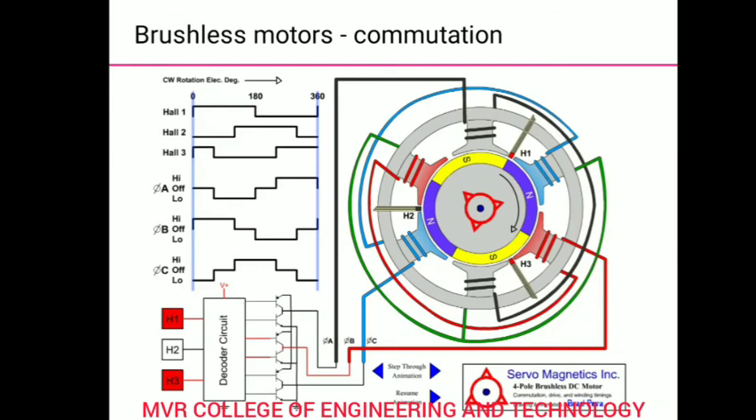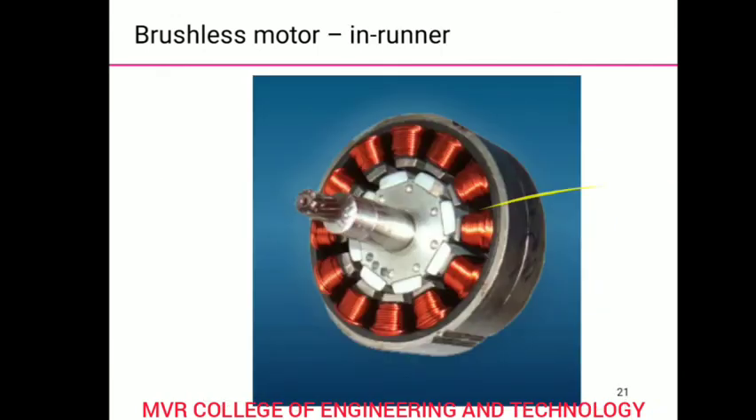So this is the commutation. Here you can see this clearly. A1 A2 is connected to one switch, and B1 B2 is connected to one switch. You can see the colors here: red, blue, and black, so R Y B. Like this your circuit is connected and you will get the output waveforms like this.